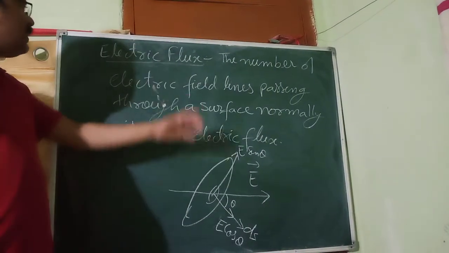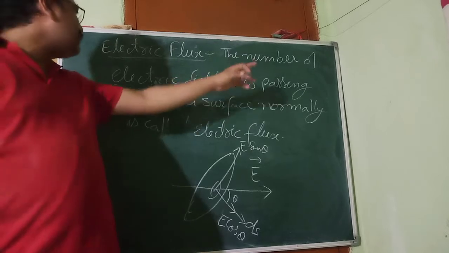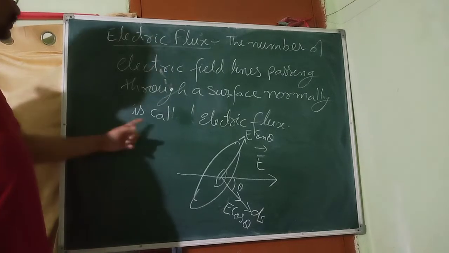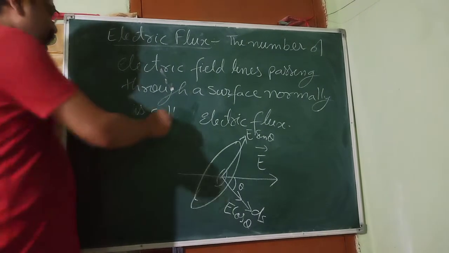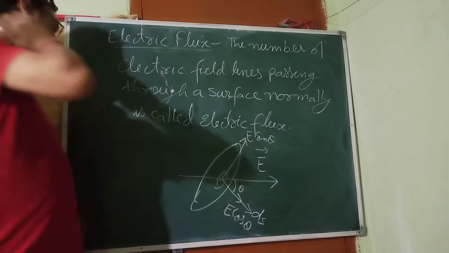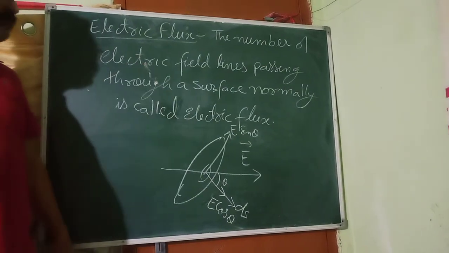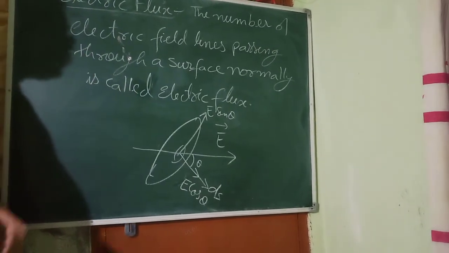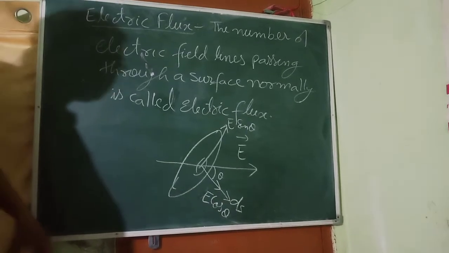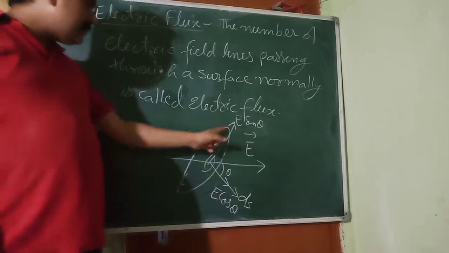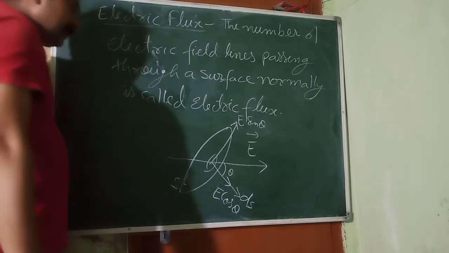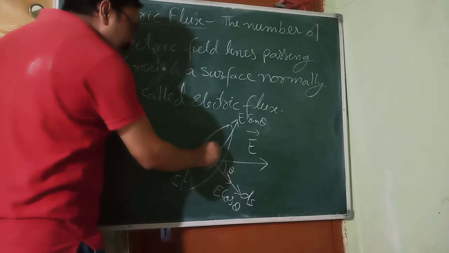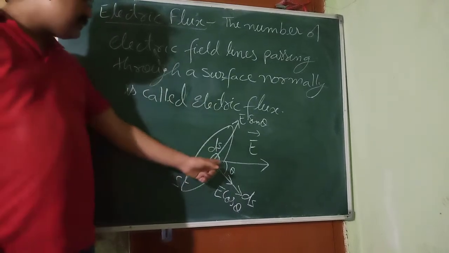Now let's state the definition of electric flux. The number of electric field lines passing through a surface normally is called electric flux. Normally means perpendicular to the surface. Now see here, I have taken this surface. The surface is S, and this is a very small part of this surface, that is, the area of this small part is ds.